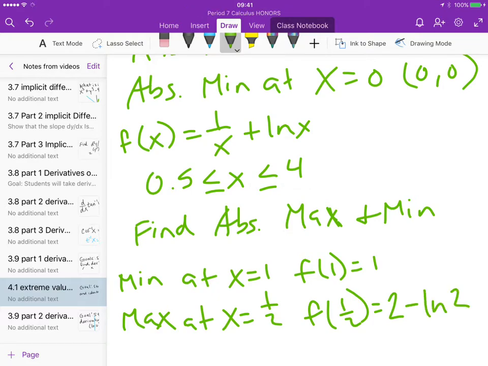Remember, the first step is to find that derivative, find out where your critical points are going to be in this particular example, and make sure they are on the interval from 0.5 to 4. All right, guys, that'll do it for this particular example.